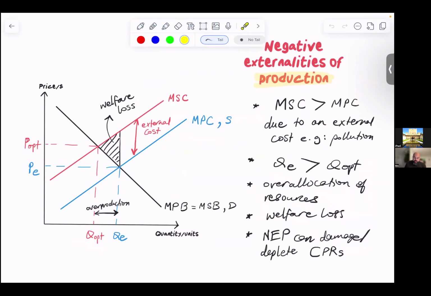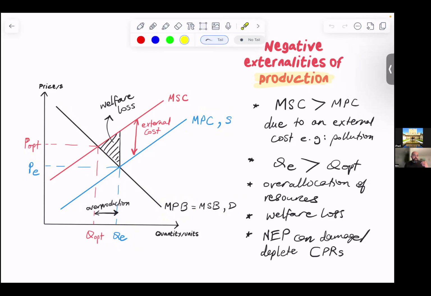Again, you have to understand that the MPC curve, that is the supply curve, is this blue curve here. And the MPB curve is the demand curve. So MPC is always supply, MPB is always demand. Where they intersect, that's equilibrium, QE and PE. That's what's actually happening in the market. The market is producing QE and the market is charging this price, PE.